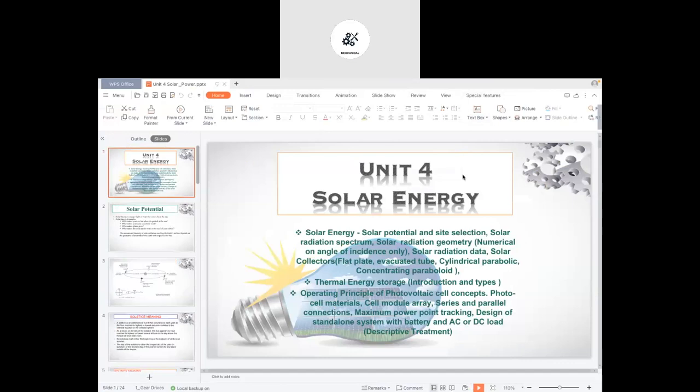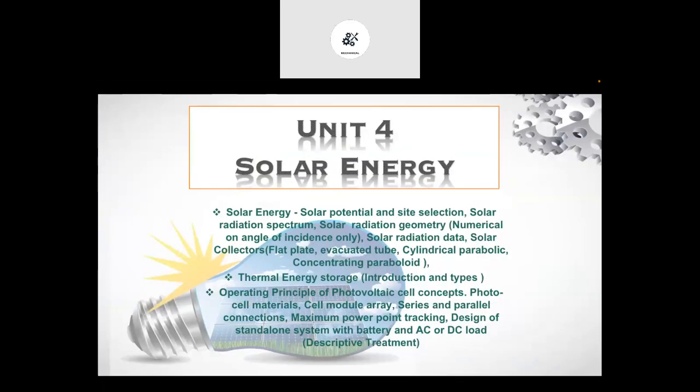So today we are going to start our next chapter, that is unit number 4, solar energy. In this chapter, we are going to cover solar energy and its applications, particularly in thermal areas: how the radiation coming from the sun we are using as an alternative to the conventional fuels and the conventional energy resources.